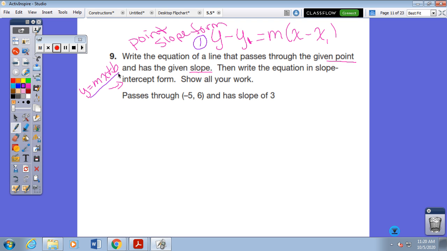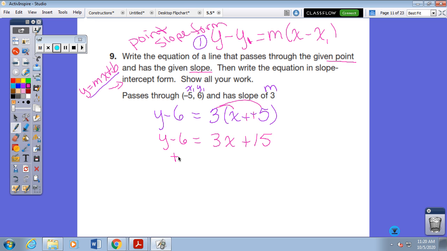So the first thing you need to do is label. It passes through the point x1, y1, and has a slope of 3, which is m. So I'm going to plug that in. Y minus y1, which is 6, is equal to m, which is 3, times x minus negative 5. Minus a negative becomes positive there. First thing, distribute: y minus 6 is equal to 3x plus 15.